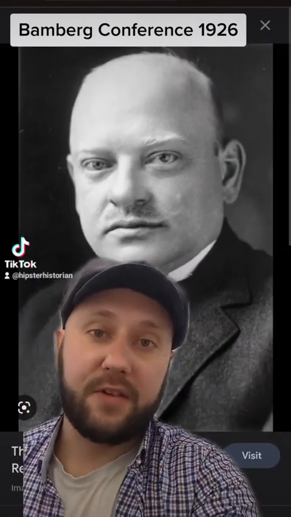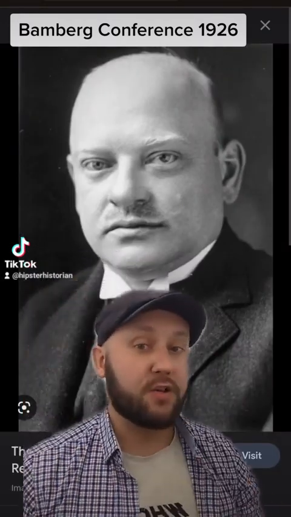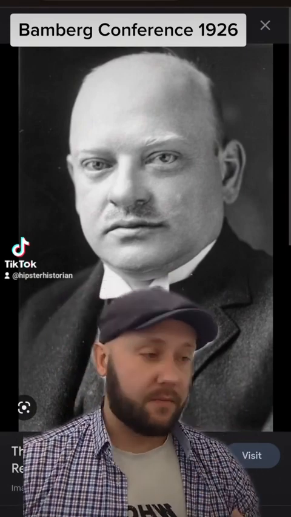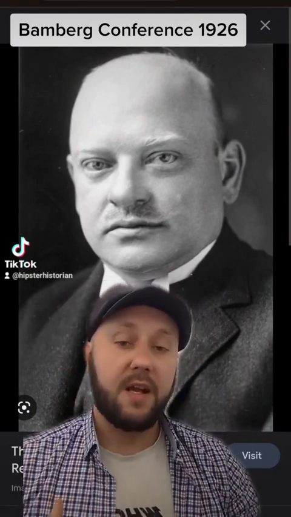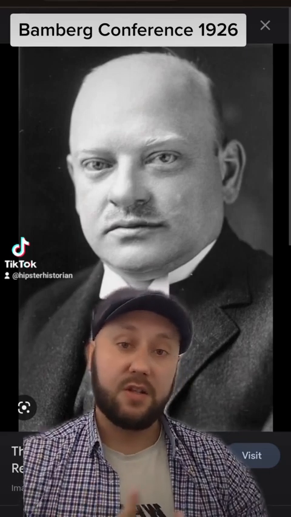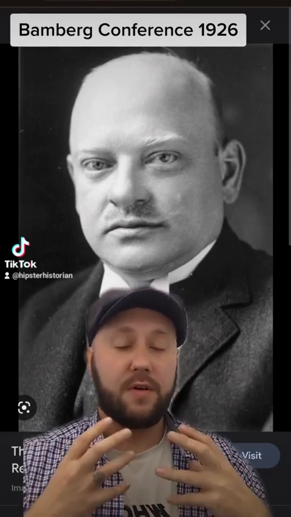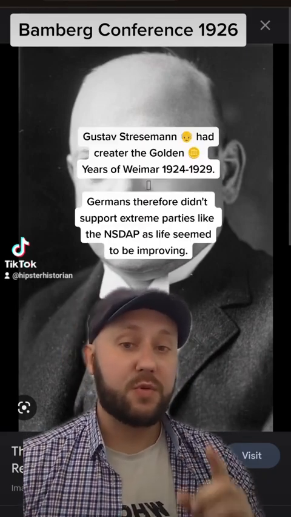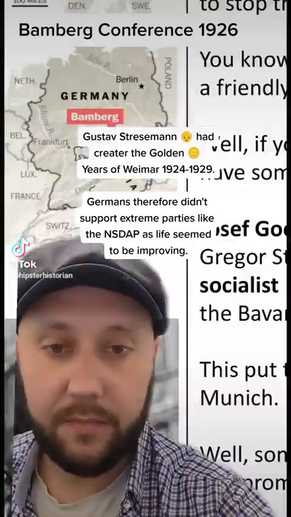Let's not forget, for a bit of context, that Gustav Stresemann was doing a great job with his golden years of the Weimar Republic. He enacted both peaceful deals with the Locarno Pact and had set in the Dawes Plan into motion, which created stability and peace for the Weimar Republic. Now, this was not good for the Nazis.